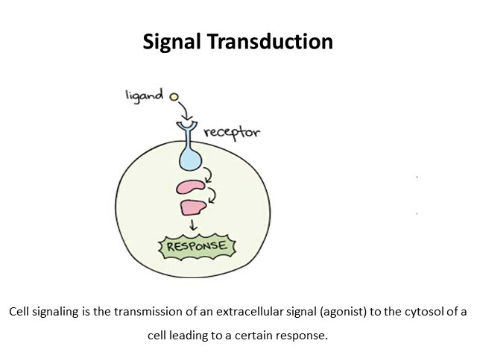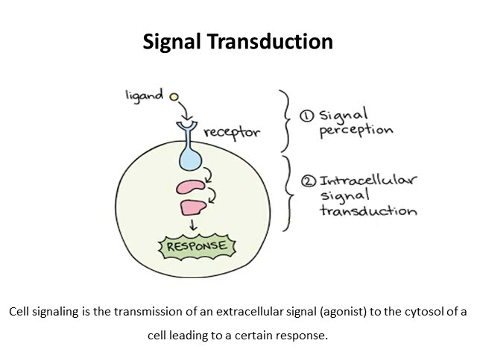Well, signal transduction, also known as cell signaling, is the transmission of an extracellular signal to the cytosol of a cell leading to a certain response. So how does it occur? First of all, the agonist, also known as the ligand, is received by a cell when it binds to a cell surface receptor such as the G protein coupled receptor. Then, it triggers a signaling cascade inside the cell to finally lead to a cellular response.